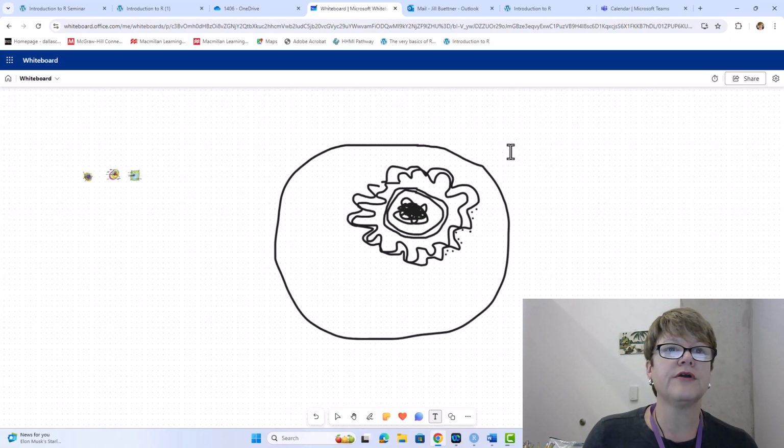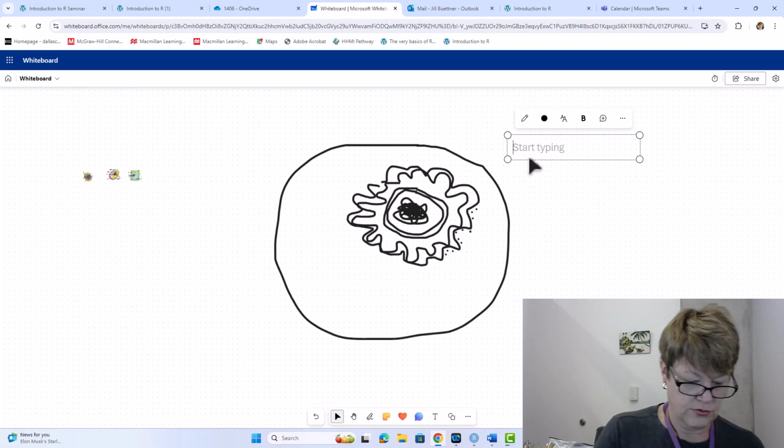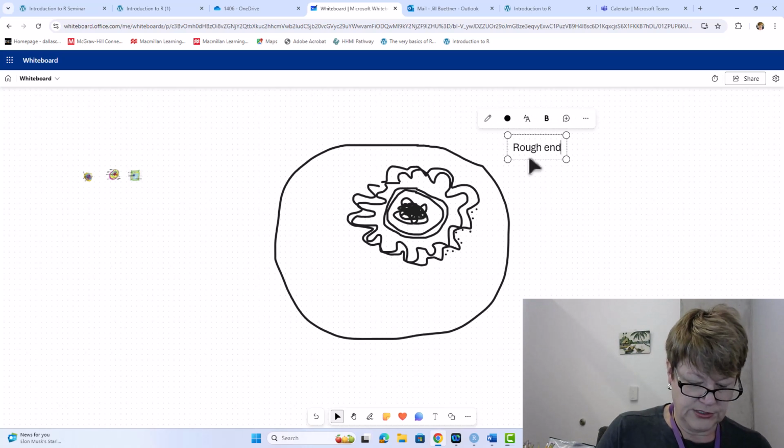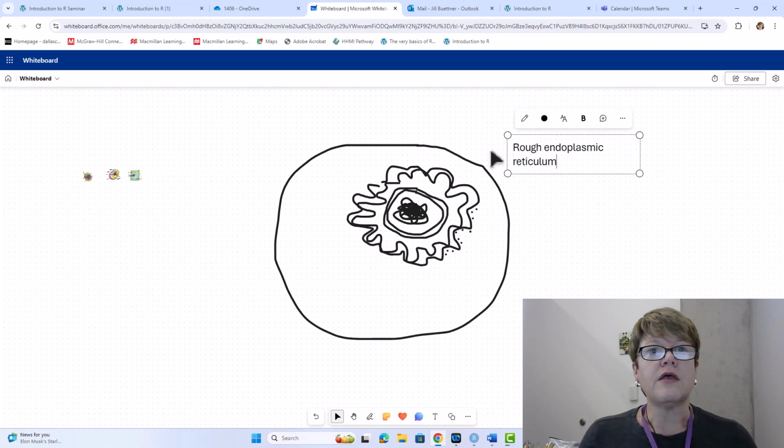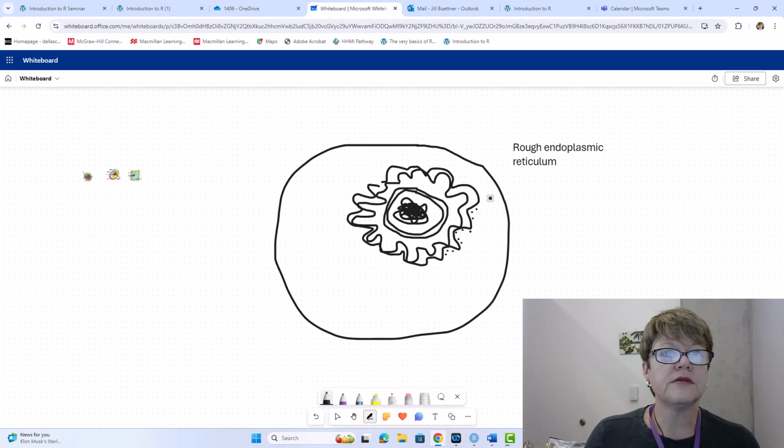So let me go ahead and mark these. This is rough ER, endoplasmic reticulum, and I'll say it goes to right about there. And then this is nucleus.